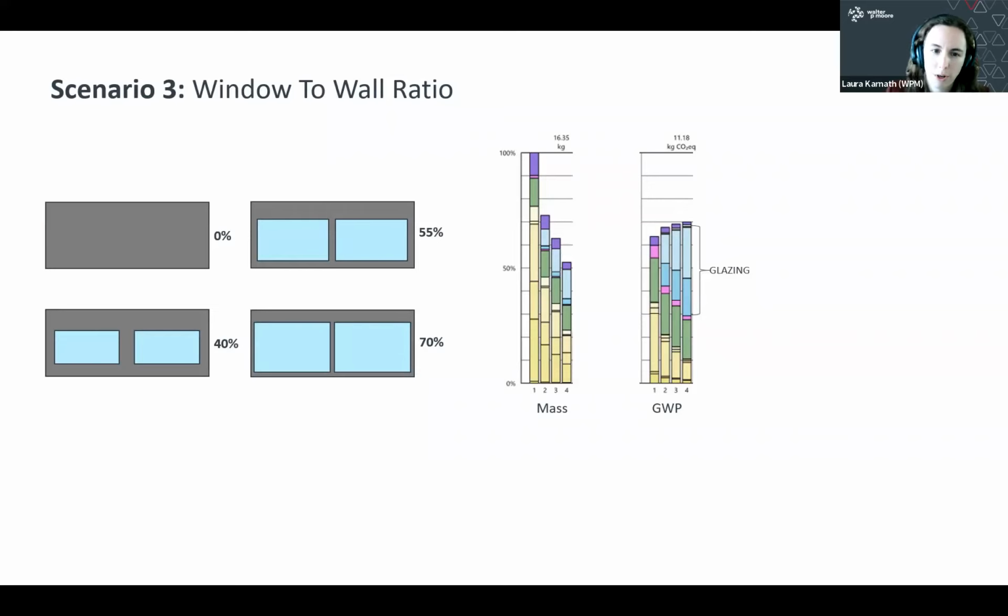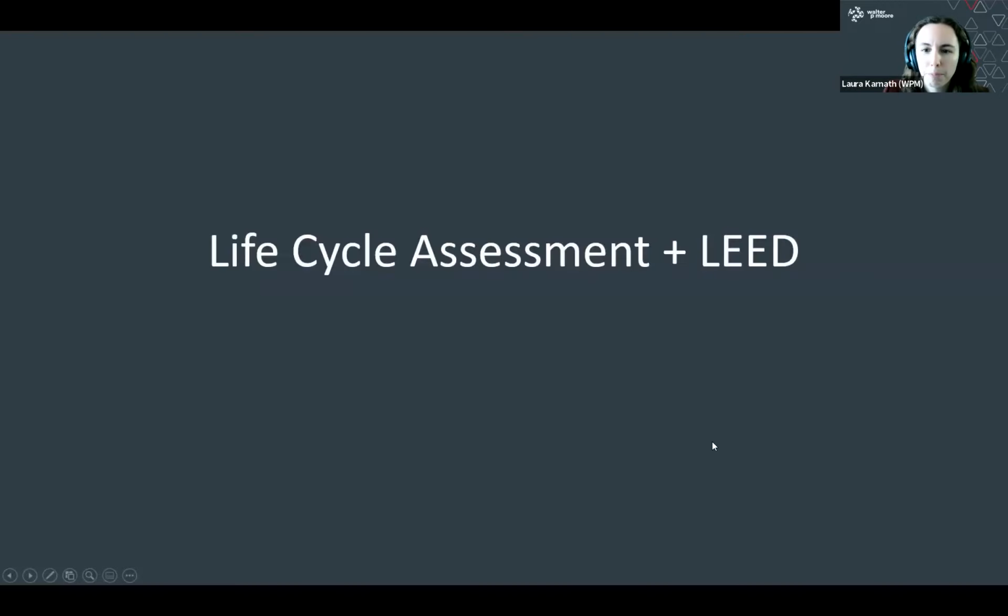But we can also start to look at, okay, when we mix different systems together, what does that do to our embodied carbon? So this one's kind of interesting because the more glass you put in, the more the mass of the system went down, but the GWP didn't necessarily follow. So that was kind of interesting just to know. You can look at different systems individually, but then when you start combining them in different ways, you'll have to see what that does overall to the GWP. So those are some ways that you can look at the system level.